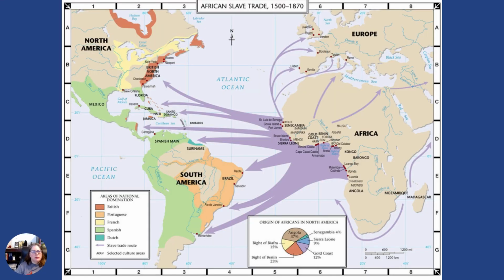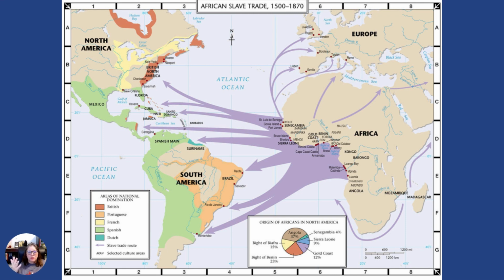This is a map of enslavement, the African slave trade from the 1500s to 1870. So if you look at the thickness of the purple arrows, you can see where people were going who were enslaved.